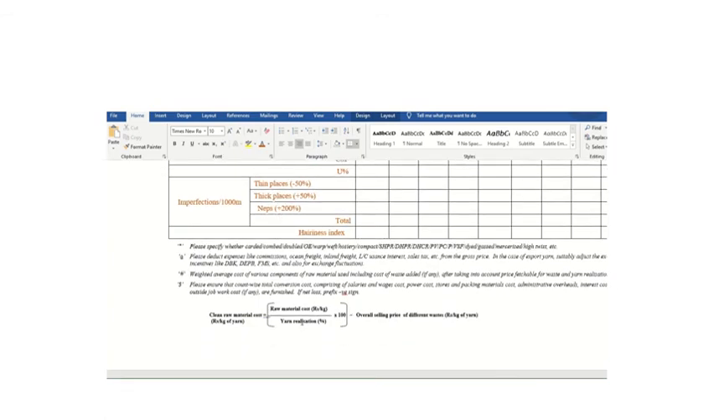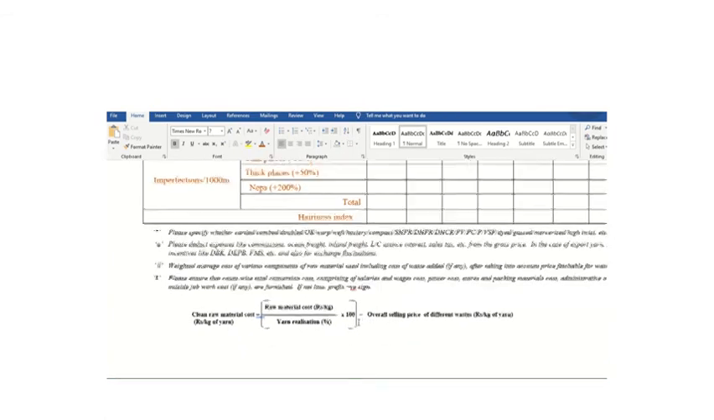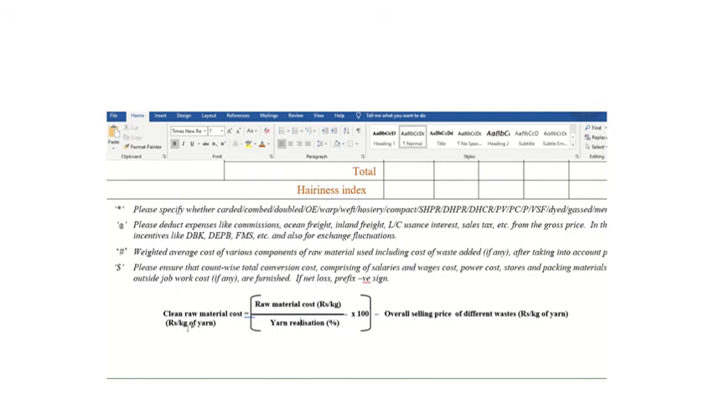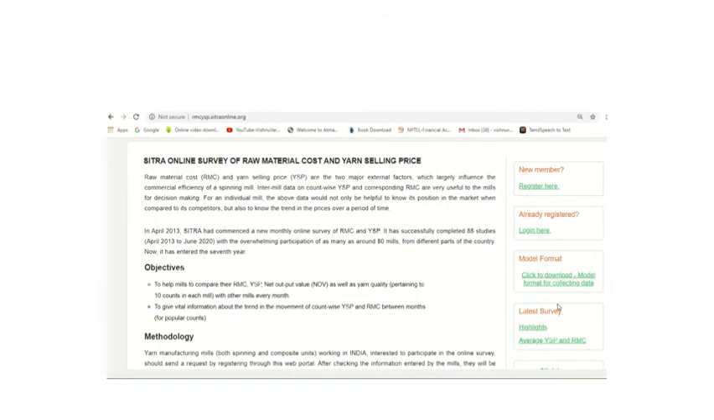We can see at the bottom they have given the formula for the clean raw material cost, which we have seen already. The clean raw material cost, rupees per kg of yarn, is raw material cost in rupees per kg divided by yarn realization into 100, minus overall selling price of waste expressed as rupees per kg of yarn. So this is how the survey is collected, and we can see a survey online.